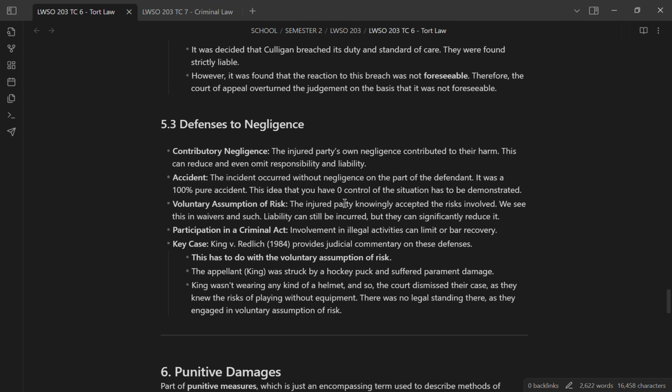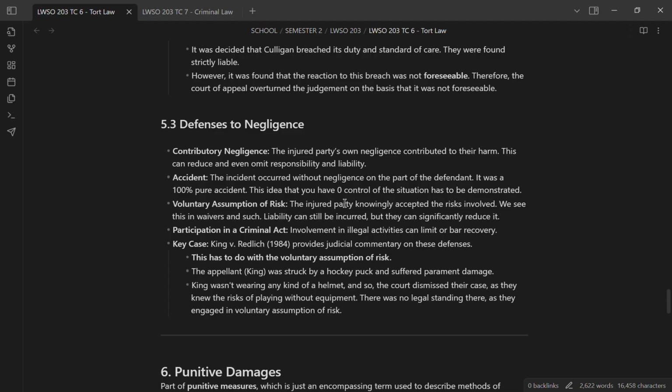Voluntary assumption of risk. The injured party knowingly accepted the risks being involved. We see this in things like waivers. Through this, liability can be incurred a little bit. It can still be incurred, but the liability can be reduced, which, when money's on the line, can be very, very important.